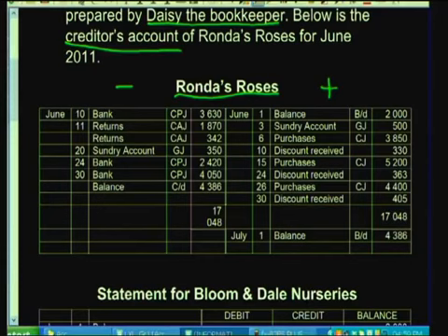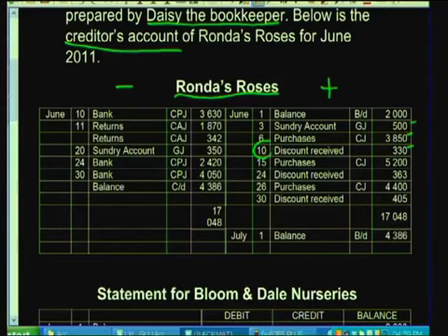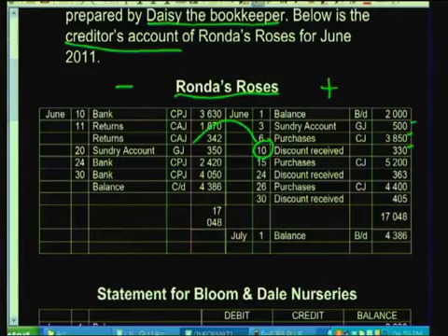Then there are a whole lot of things that increase this account over here. So you can see here is a sundry account of 500, there are purchases of 3,850, and there's a discount received of 330. Immediately when you see that, you should be thinking, aha, inexperienced bookkeeper. There's a mistake over here. Because we know that when we receive a discount, we have paid somebody in order to get that discount. So what that means is that that discount received should actually reduce our account with the creditor. In other words, this amount should appear on the opposite side.